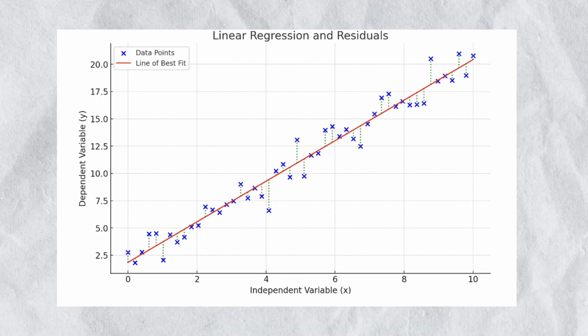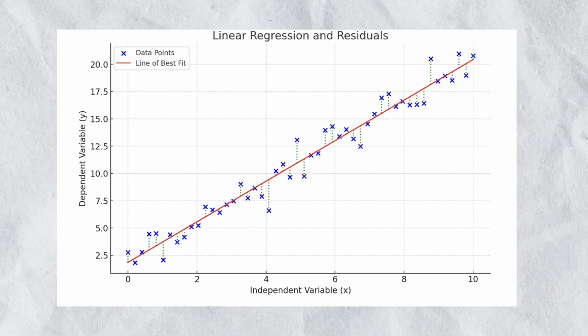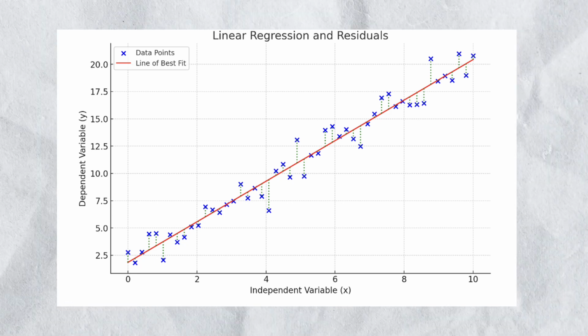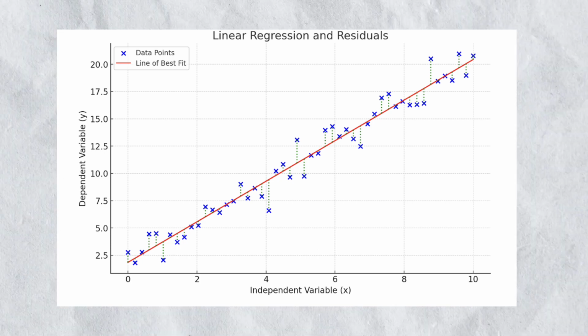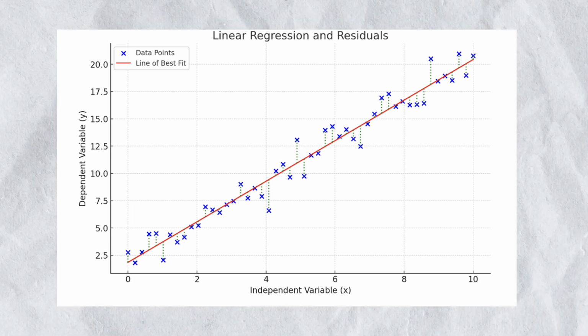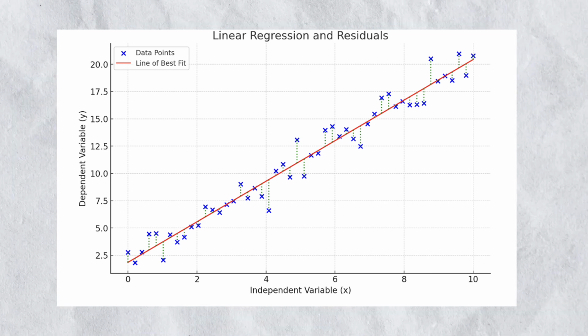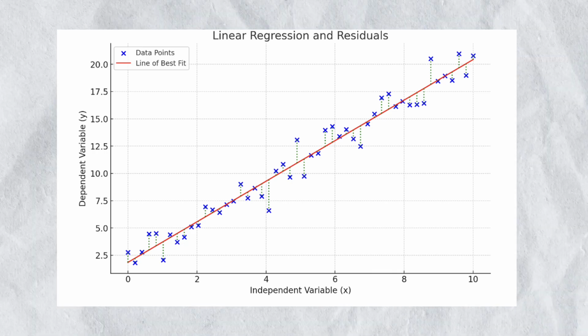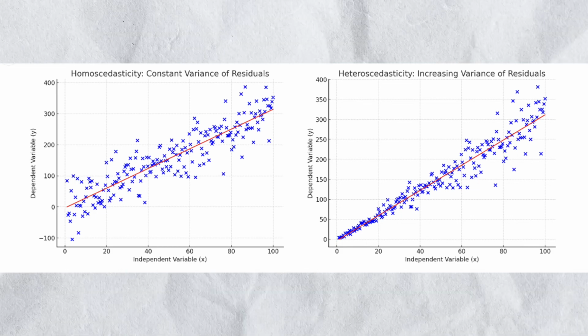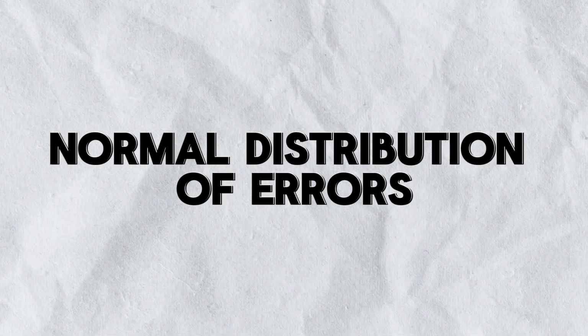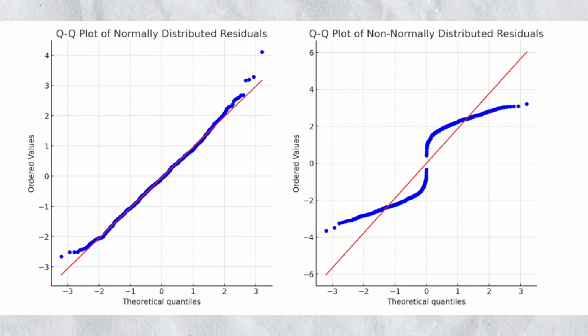Here is a graph illustrating a simple linear regression along with the residuals. In this plot, the blue points represent the data points. The red line is a line of best fit, calculated using linear regression. The green dotted line shows the residuals, which are the vertical distances between the data points and the regression line. As we discussed, homoscedasticity states that the variance of error terms is constant across all levels. The next assumption is normal distribution of errors. These pictures are examples of normally distributed errors and not normally distributed errors, so you can see the difference.